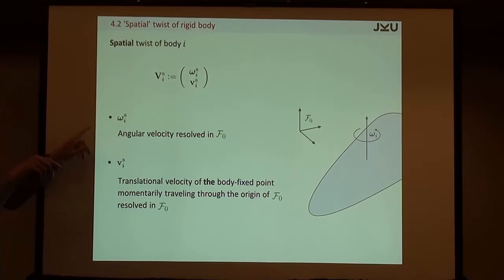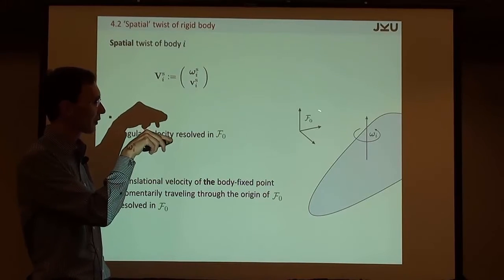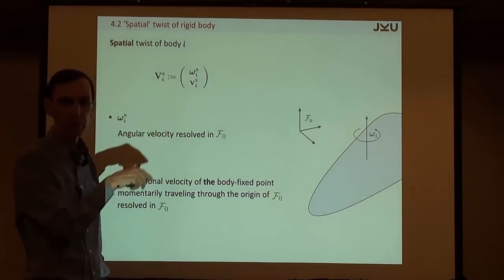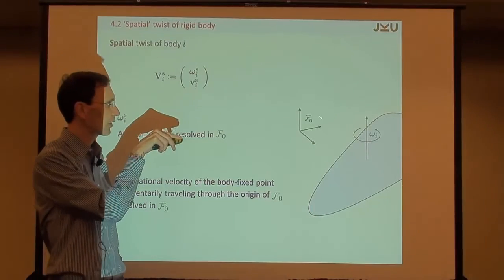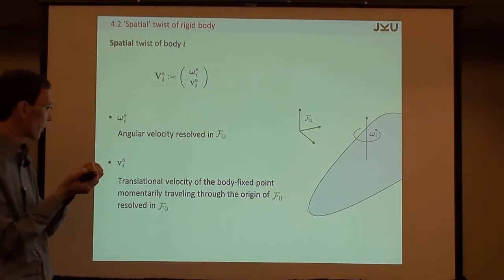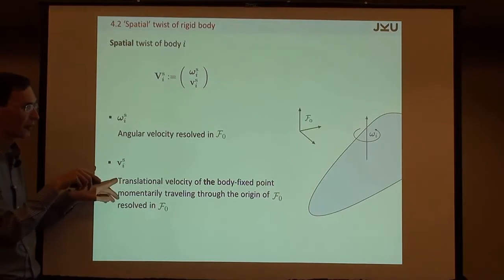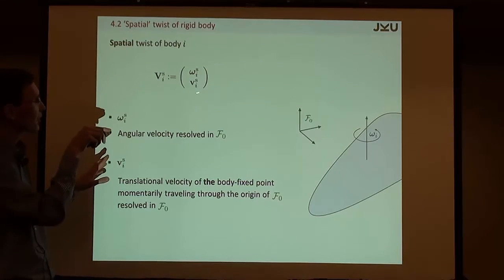What is it? This is probably the simplest one. The angular velocity is just the angular velocity of the body measured and resolved in the world-fixed frame. So you measure the angular velocity in the space-fixed frame, and you resolve it there. But what about the velocity of the point? Because now we have this translational velocity.